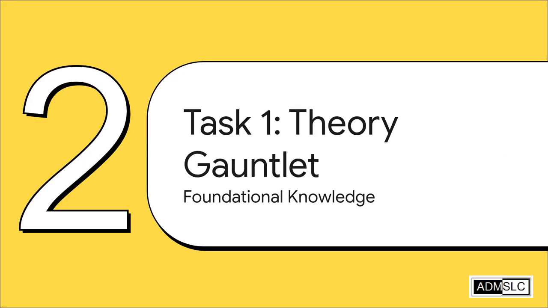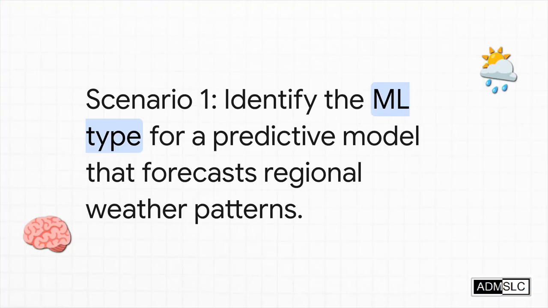Okay, let's get into the first part of your portfolio, what I'm calling the theory gauntlet. This is where you prove you have a rock-solid grasp of the core ML concepts. It's 40 marks, so let's see what's involved. First up, you're going to get 4 different scenarios. For each one, you have to identify the right type of machine learning. Is it supervised, unsupervised, reinforcement? But here's the key. You can't just name it. You have to explain exactly why it's the right choice.